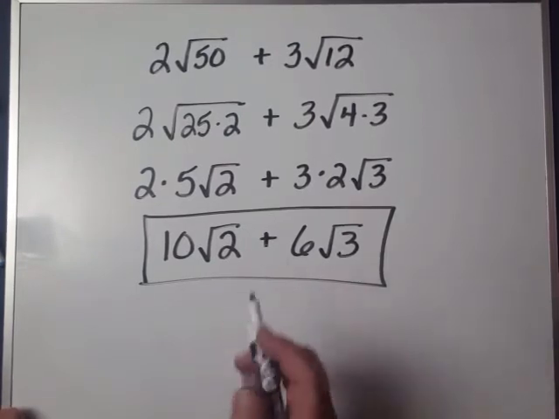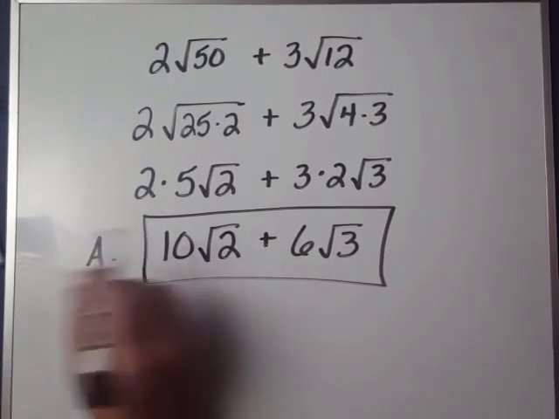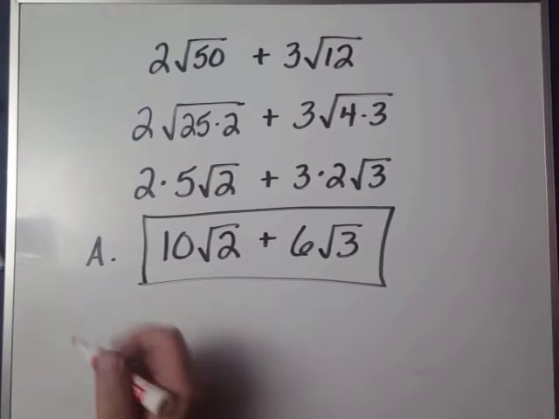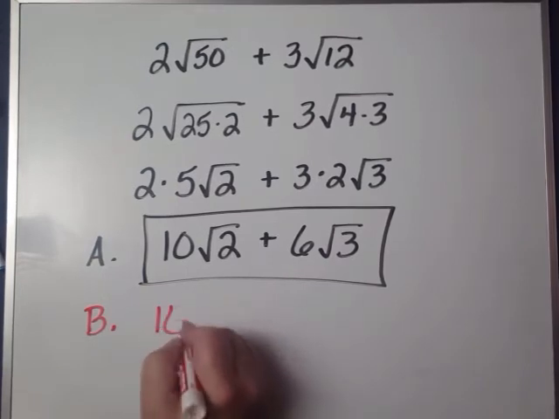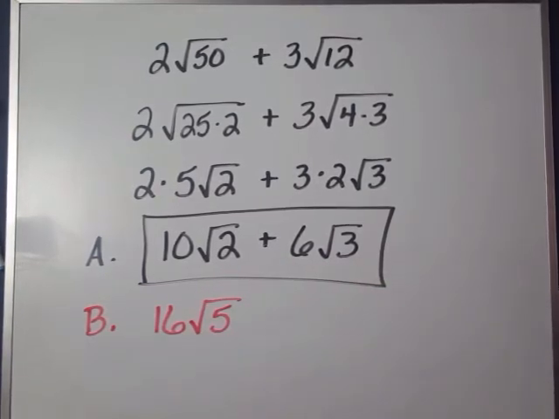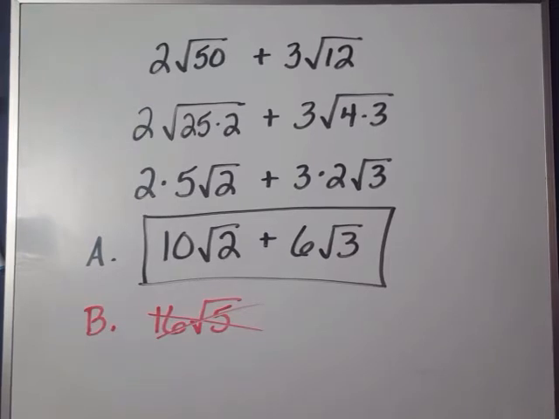And in multiple choice, I guarantee you one of my distractors here is going to be 16 square roots of 5, because someone is going to add what's inside those square roots, which you can't do. Cannot do that. And I've got a few other good wrong answers for this one.